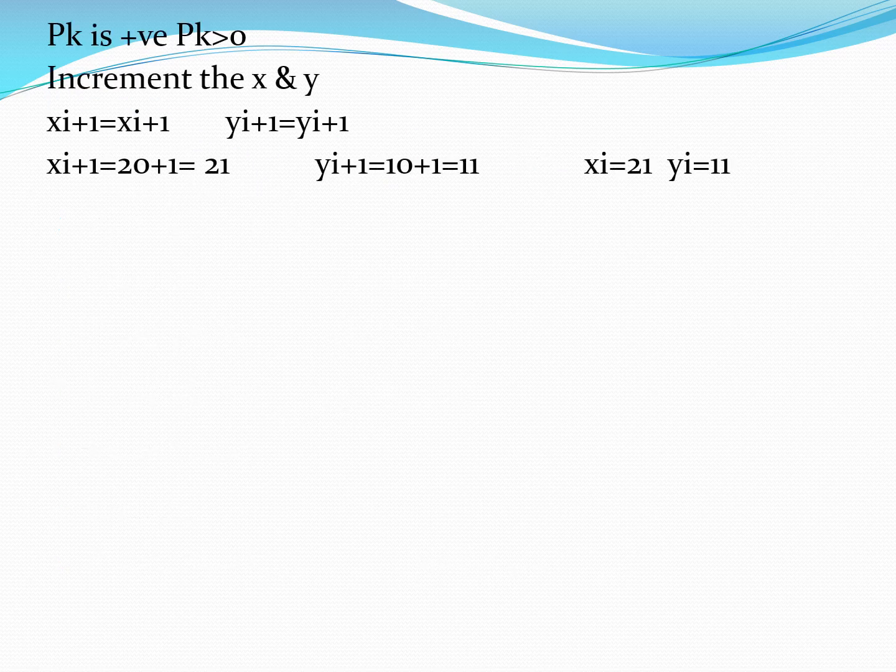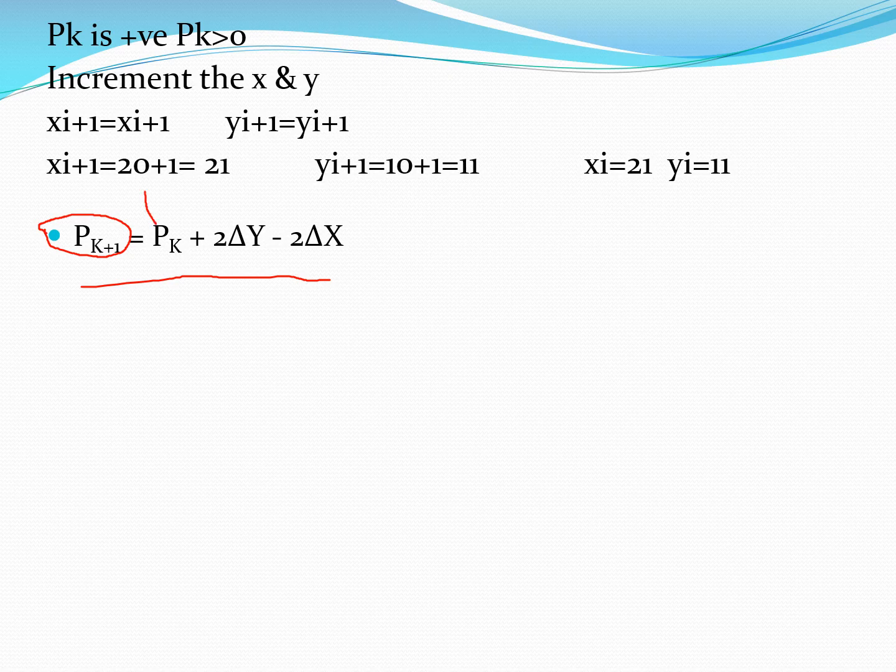So here we got xi plus 1 equals 21, which means we take xi equals 21, and yi is 11 for incrementing to the next pixel value, right? Now we got pk greater than 0, or we can say positive. So how do we find the next pk value? That is based on the formula pk plus 1 equals pk. Remember, pk plus 1 indicates the next pk, and pk is what we got, the initial value.